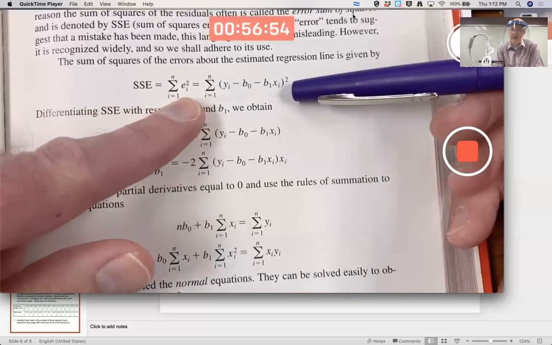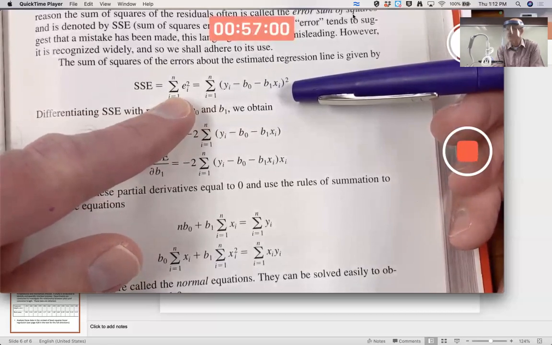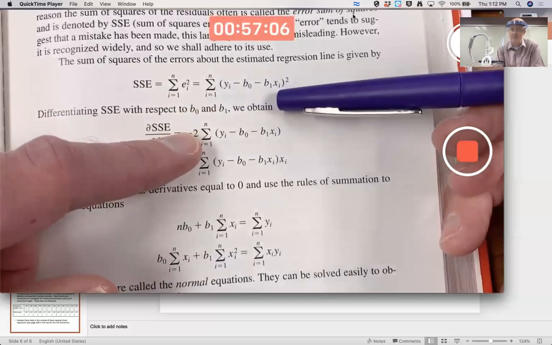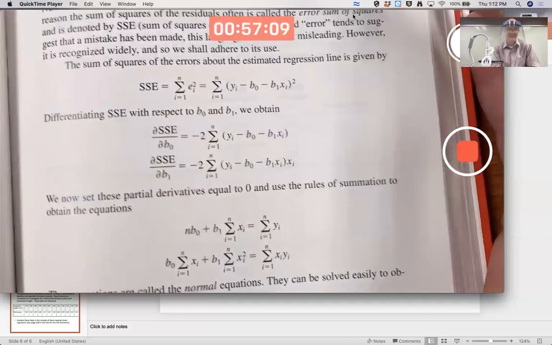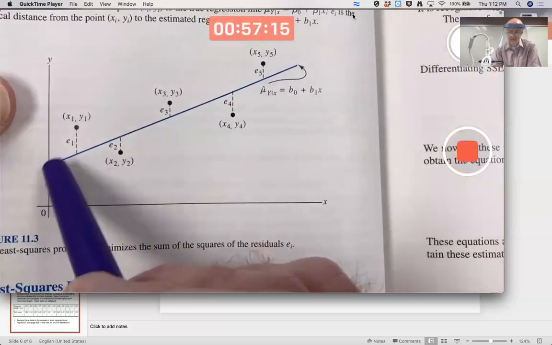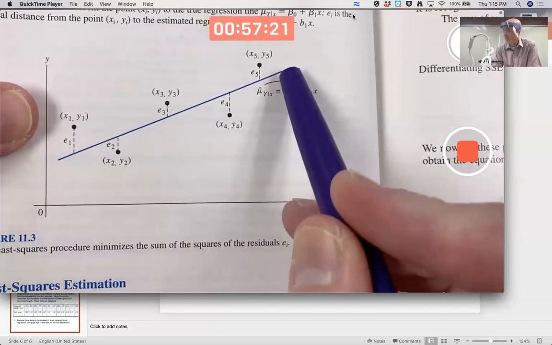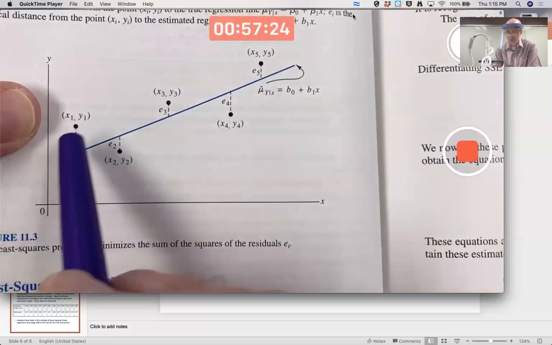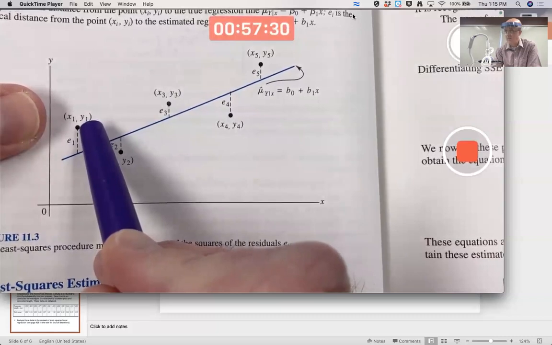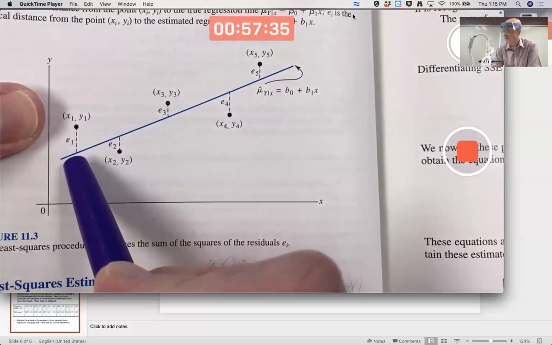These quantities that you're squaring are called errors. Notice you see ei squared. That's not the number e. ei represents this quantity, yi minus b0 minus b1 xi. What is that? Look at this picture. e1. These dots are the data points. e1 is this vertical distance here. y1, the second coordinate of the first data point, minus the second coordinate of the point on this blue line, which is supposed to be the regression line.